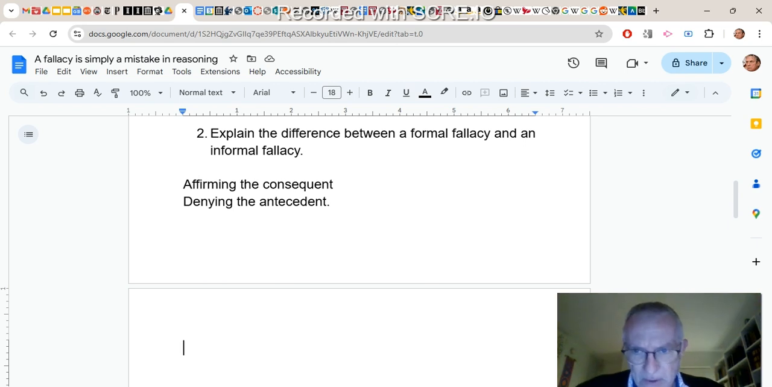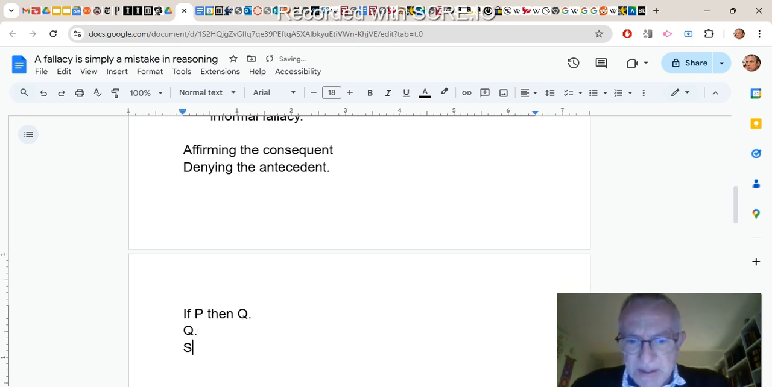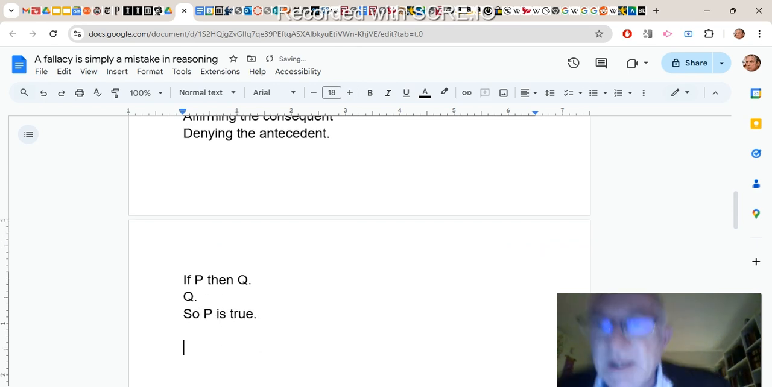For instance, affirming the consequent. If P, then Q. That's simply a conditional statement. So if we affirm the consequent, which is what comes after the "then": if P is true, then Q is true, and then our second premise is Q is true. So the fallacy is then to conclude that P is true. And if you think about it, it is a fallacy.